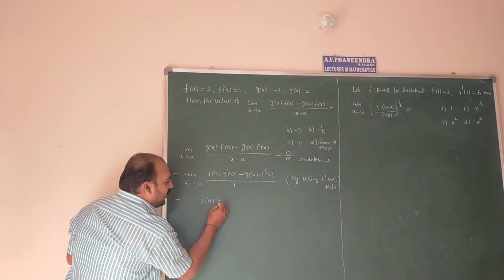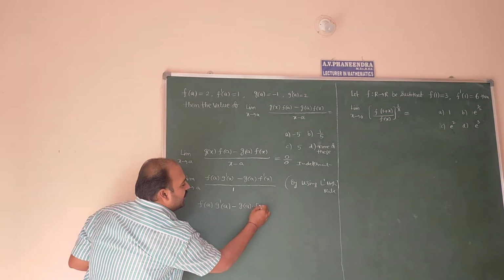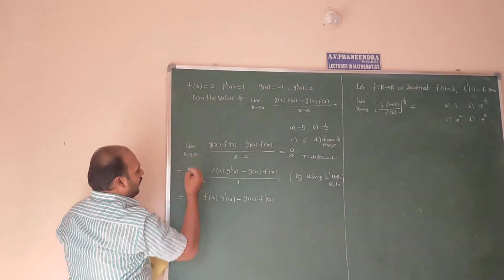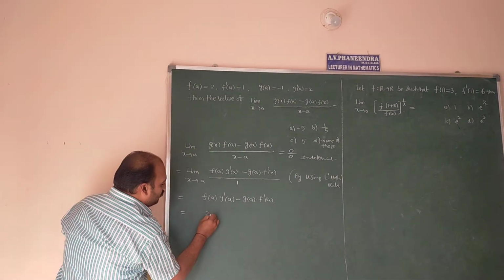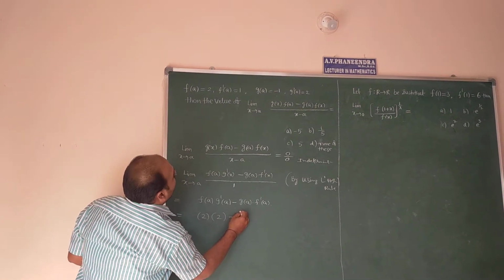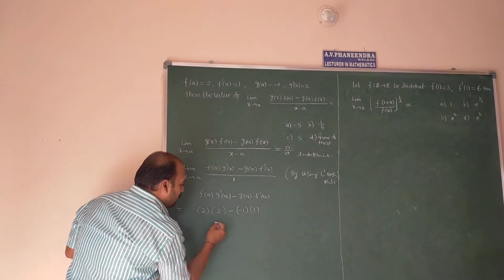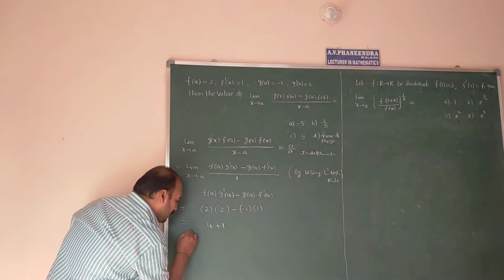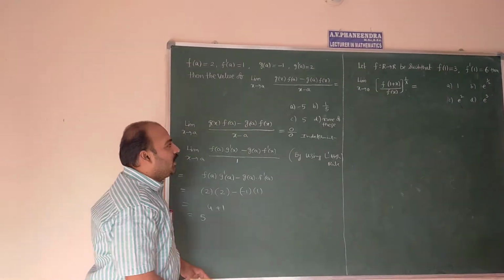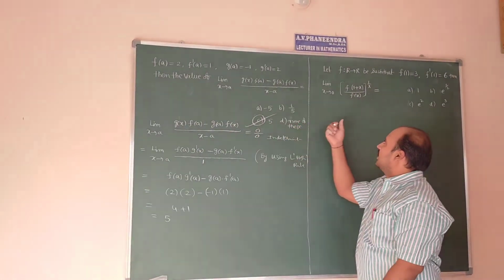f of a into g dash of a minus g of a into f dash of a by 1, no need to write. These values we have already. f of a value is 2, g dash of a value is 2, minus g of a value is minus 1, f dash of a value is 1, which is equal to 4 minus of minus 1 plus 1, 4 plus 1 is equal to 5. Therefore, the given limit value is equal to 5, which we are observing in the third option. Come to the next question.